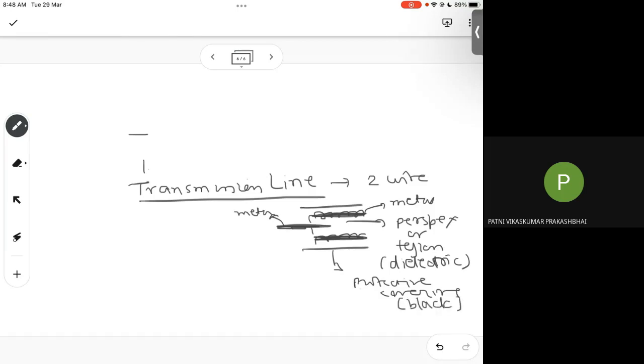It is a cable. So this is the metal which you normally use as a center conductor, and we give the signal here, and this acts like a ground. So this is a very common type of line.